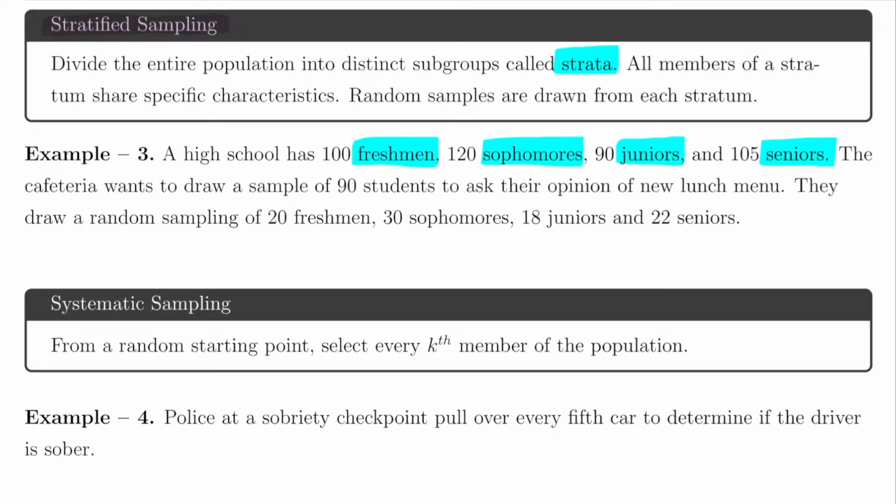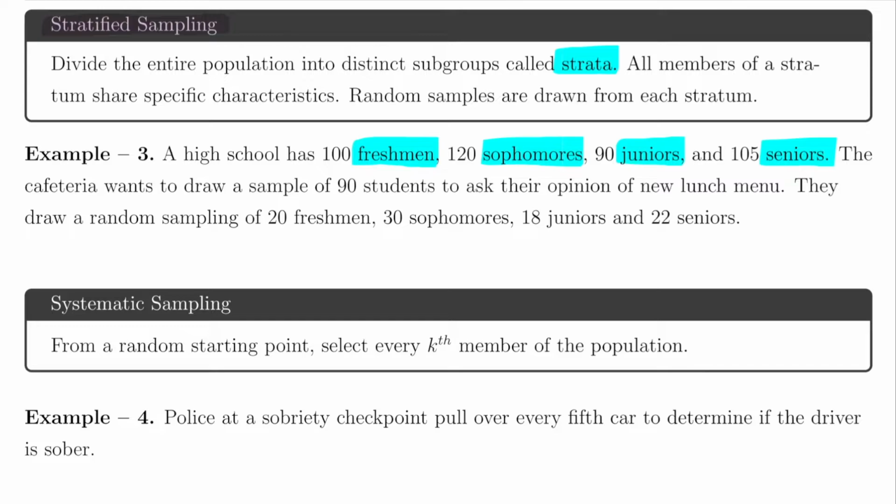Now, the cafeteria wants to draw a sample of 90 students to ask their opinion about the new lunch menu. So from 90 students in all, they draw a random sampling of 20 freshmen, 30 sophomores, 18 juniors, and 22 seniors. So when we're thinking about stratified sampling, it's simple random sampling, but not over the whole population, into the subgroups called the strata.